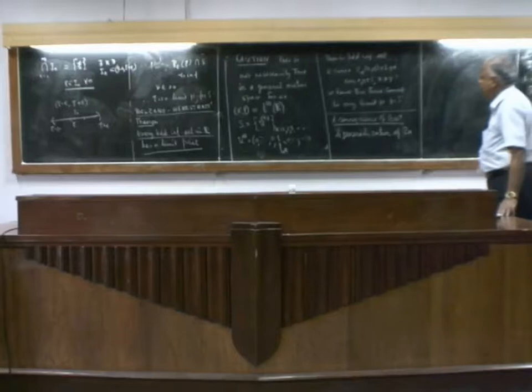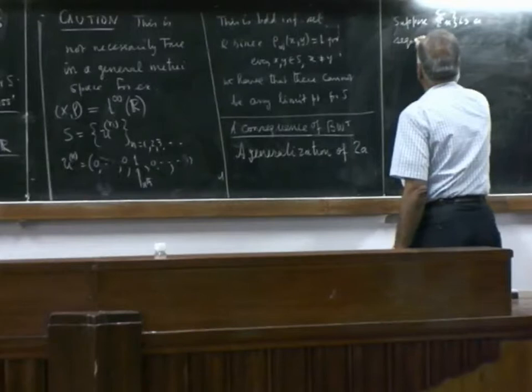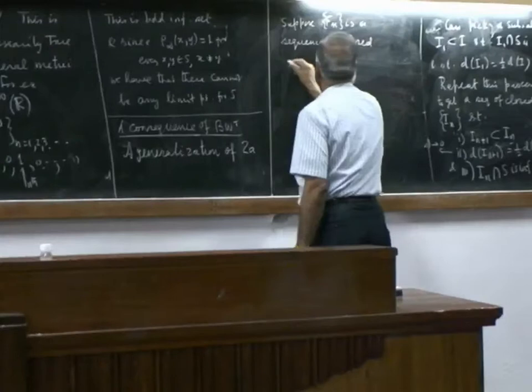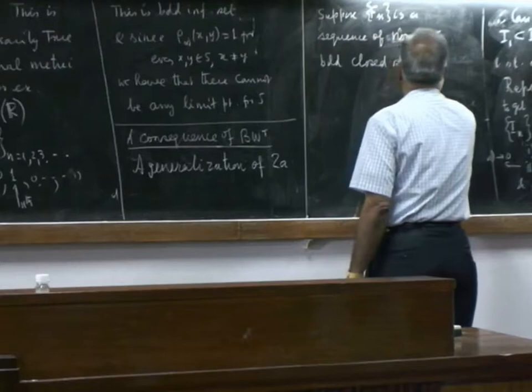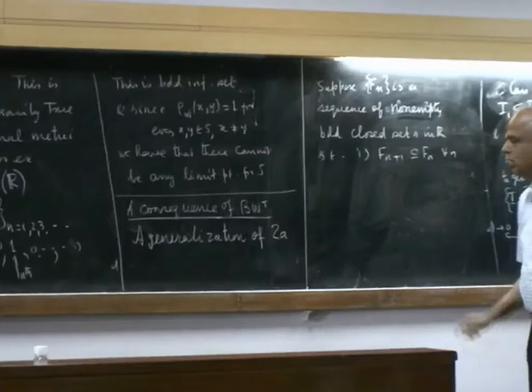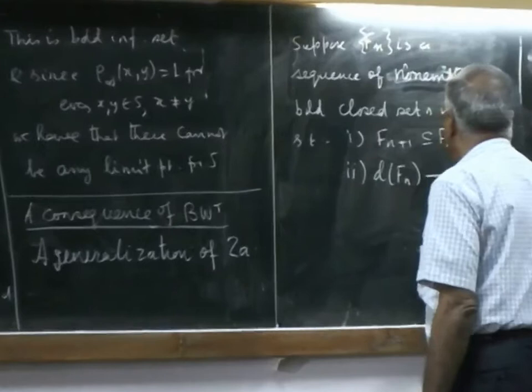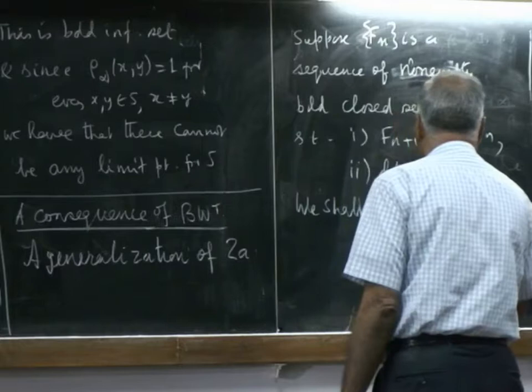Suppose Fn is a sequence of closed, non-empty, bounded closed sets in R such that they are shrinking, that is, Fn plus 1 is contained in Fn for every n, and two, the diameter of Fn tends to 0. We shall see then that the intersection from n equal to 1 to infinity of Fn is a singleton.